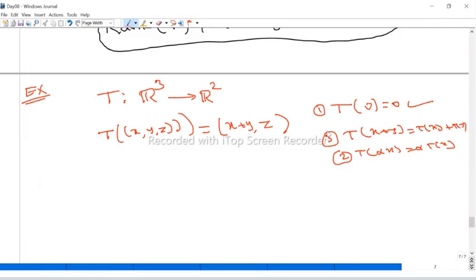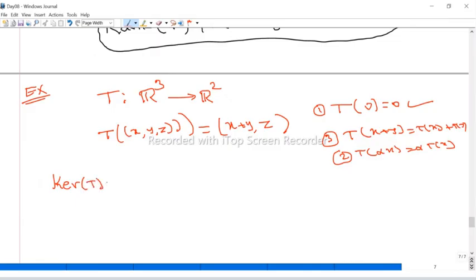Now we can easily check: substitute x equal to 0, y equal to 0, z equal to 0, and we get 0 plus 0 comma 0, which is 0, 0. Therefore 0 goes to 0. And if you multiply by alpha, T of alpha times x comma y comma z equals alpha x plus alpha y comma alpha z; you can take alpha outside, so it is satisfied. Therefore, this is a linear transformation. Now, what is the kernel of this linear transformation?